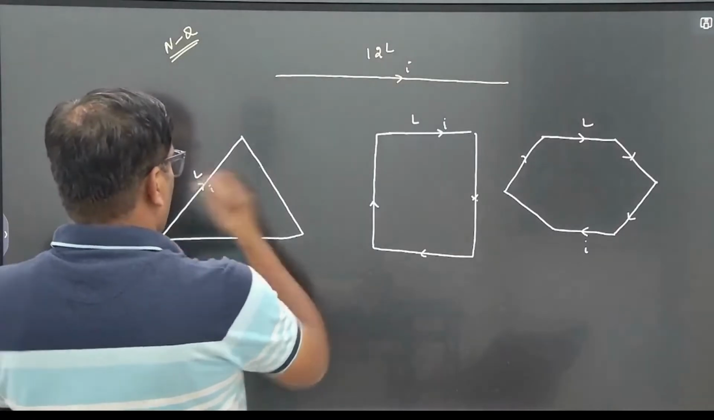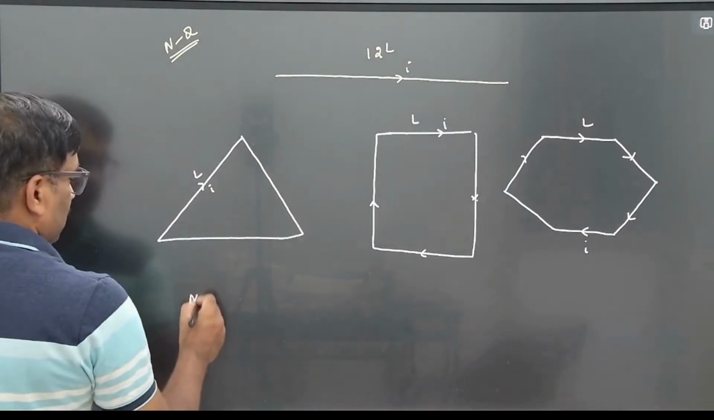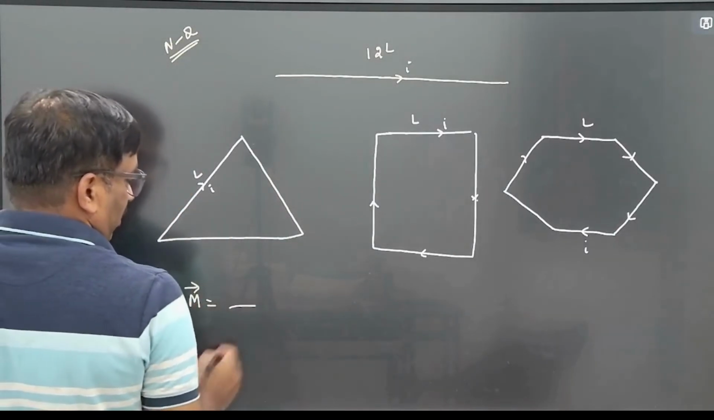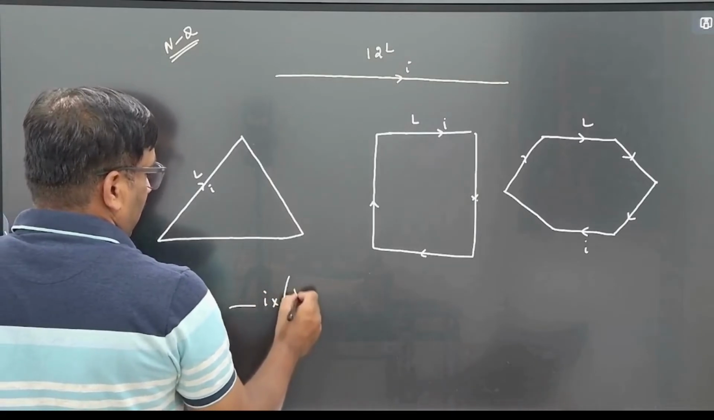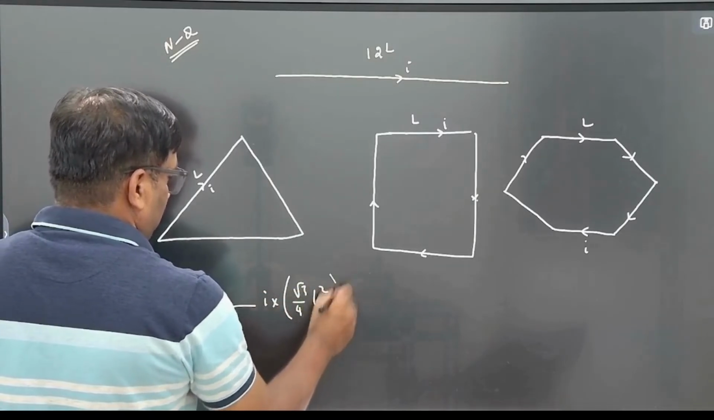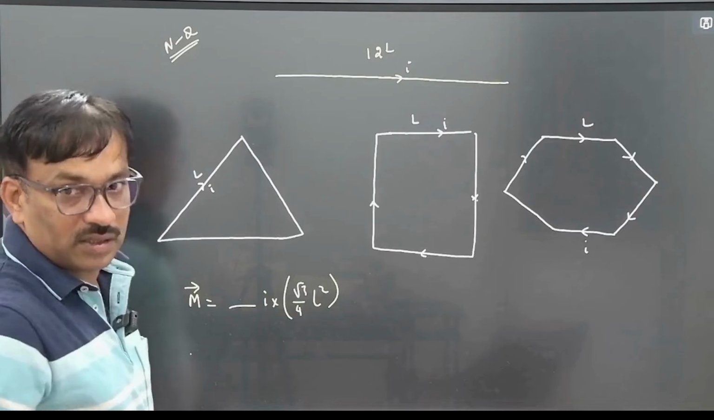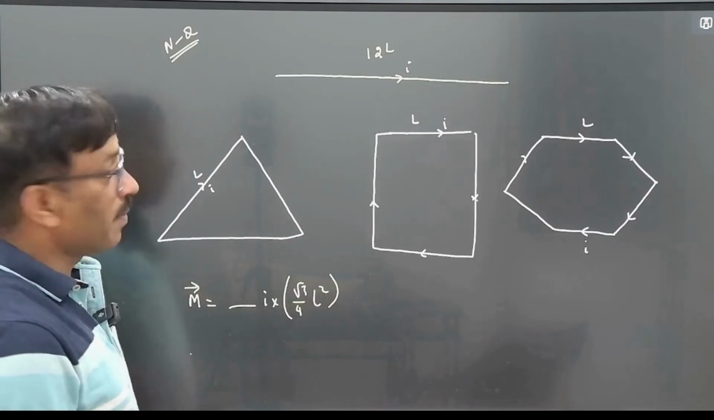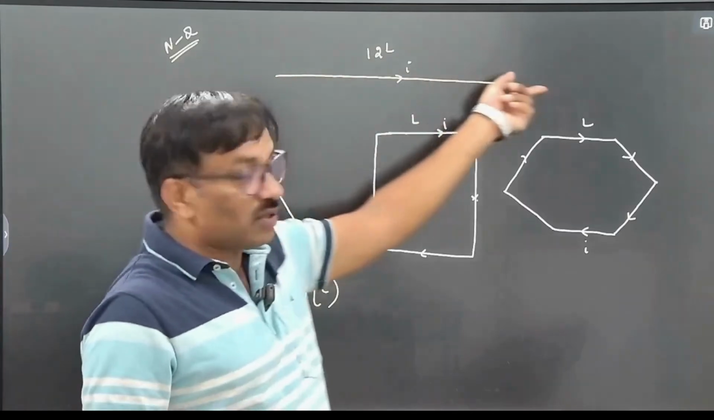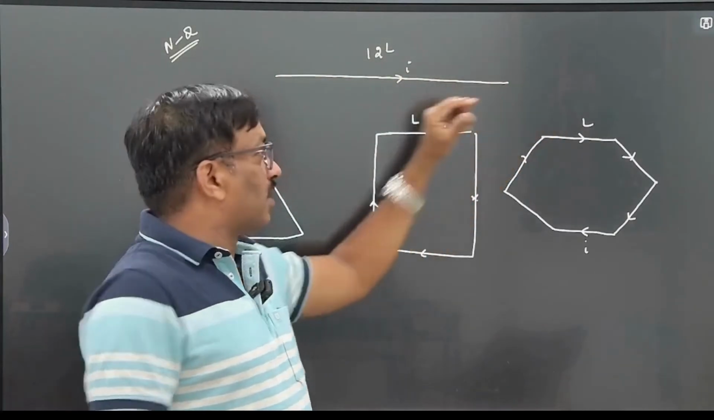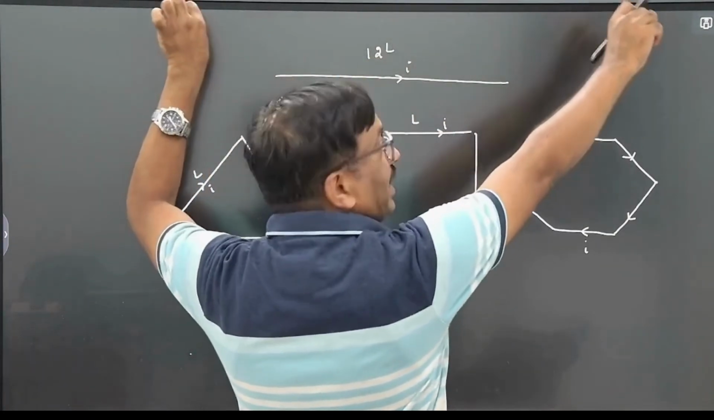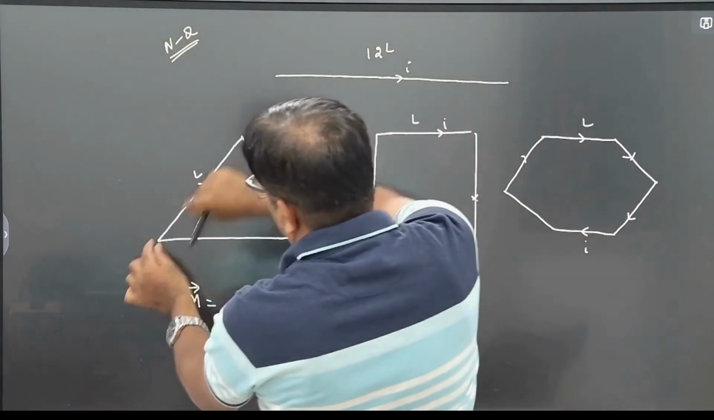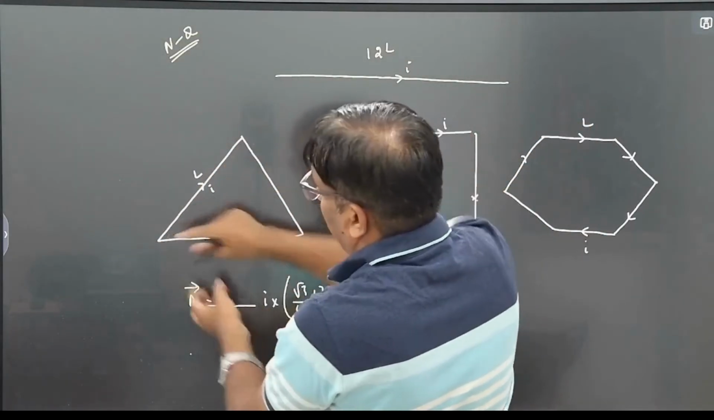Generally they will write it like this. What is the magnetic moment? Number of turns, current I, and what will be the area? Root 3 by 4 L square. But here, most of the times they will choose this option. This option is wrong. Why? Because we chose here 12L, therefore the length of this wire is 12 meters. But we are making this 1 meter side, only 3 meters are there.